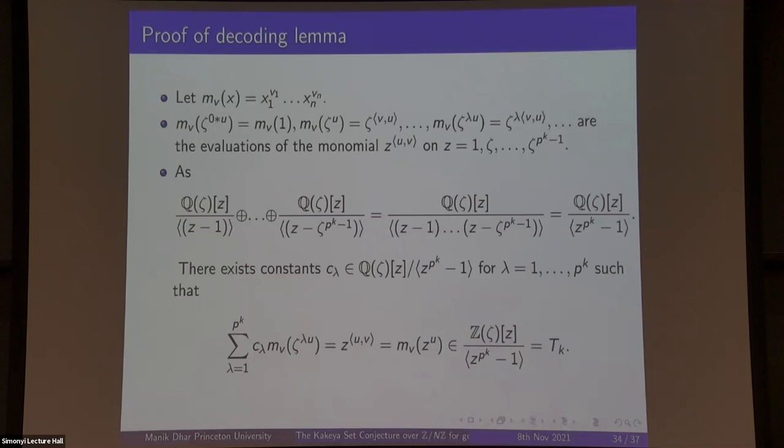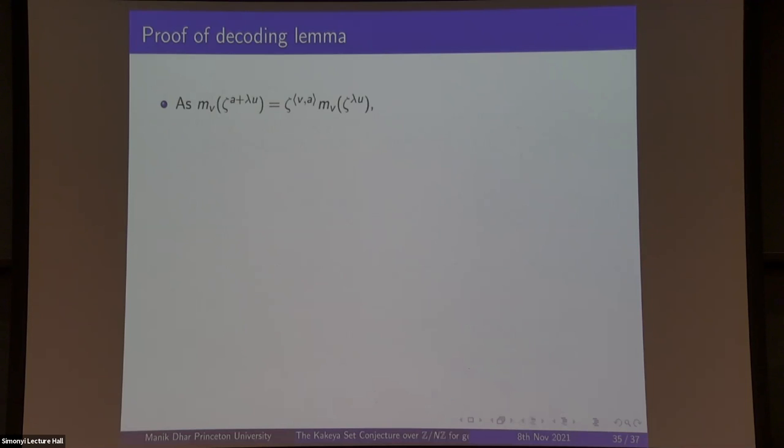That actually happens when we consider lines which are not passing through the origin. So let's see what happens there. Let's say my line actually does not pass through the origin. It's translated by this little a. Then it's not hard to see that this evaluation is just shifted. So you can get zeta raised to the inner product of v and a out. Okay.